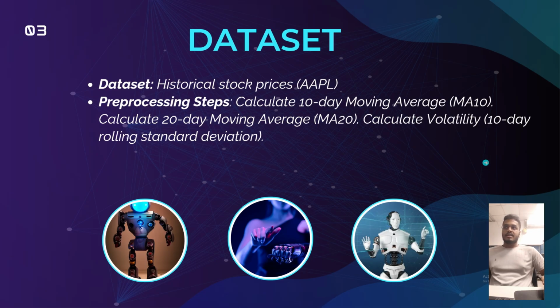And then the dataset. The dataset is historical stock prices of Apple's 1 year data, and pre-processing steps like calculating the 10 days moving average as MA10, calculating the 20 days moving average as MA20, and then calculating volatility, the 10-day rolling standard deviation.